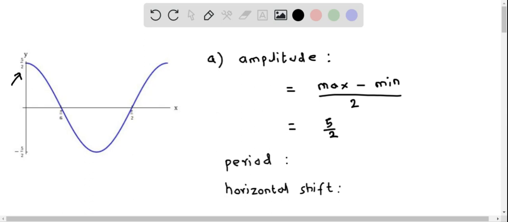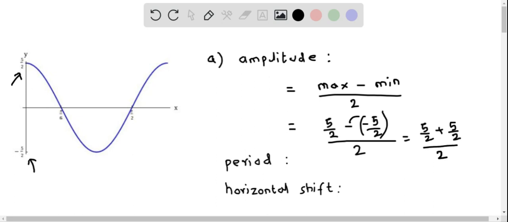So this is 5 by 2 minus the minimum value of this function, which is negative 5 by 2. So I put negative 5 by 2, and this has to be divided by 2. And so this gives 5 by 2. Negative of negative is positive, so we get plus 5 by 2, and this is divided by 2.